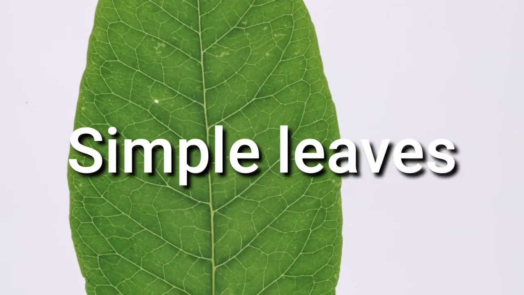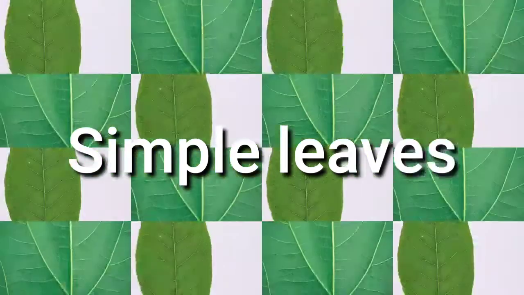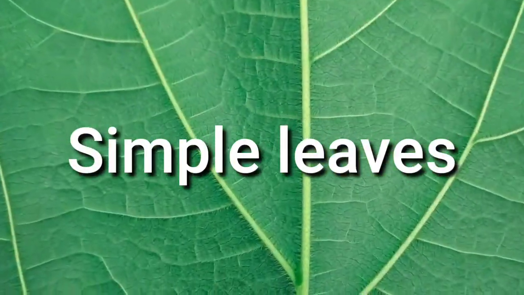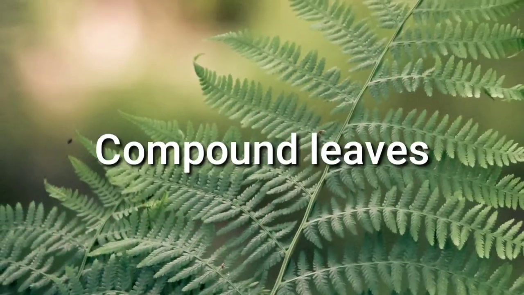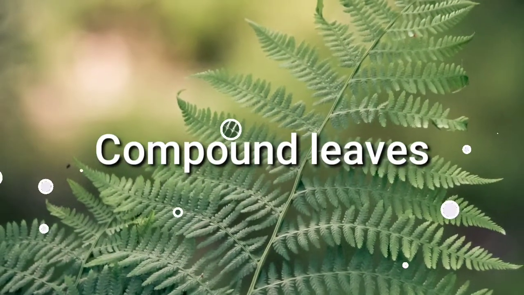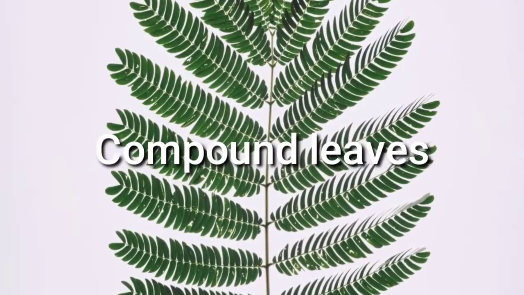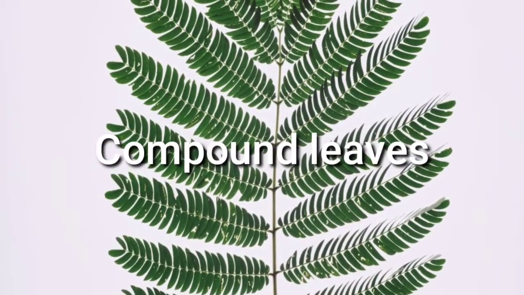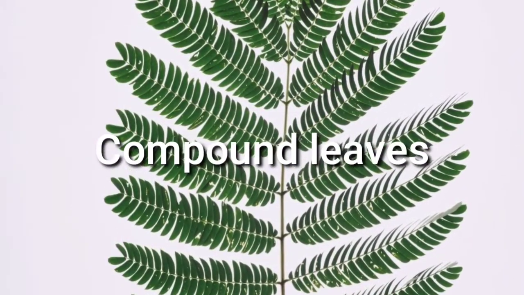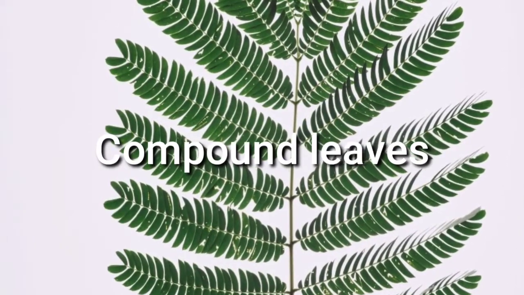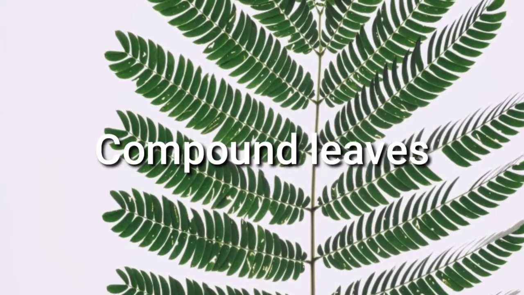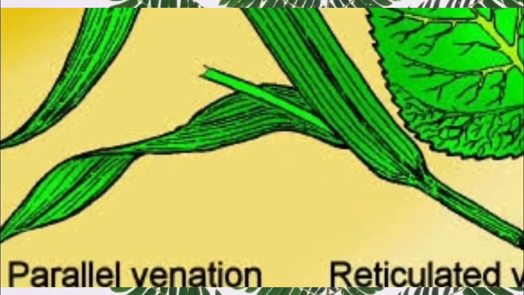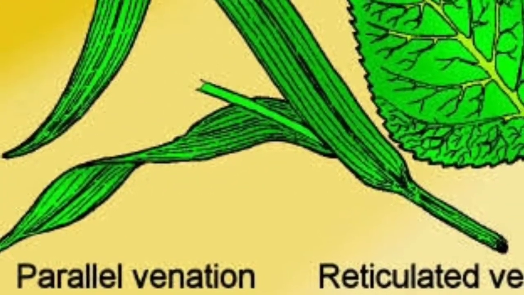Leaves of some plants have a single undivided leaf blade and a single midrib. Such leaves are called simple leaves. However, the leaf blade of leaves in some plants is divided into many small parts called leaflets. Such leaves are called compound leaves. In different plants, the arrangement of leaves on the stem is different.